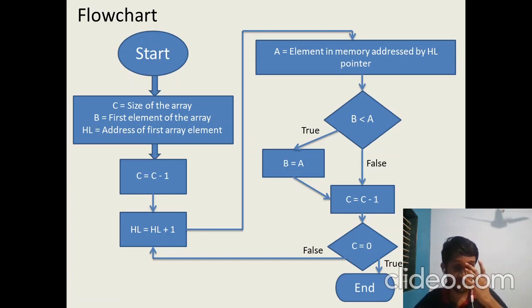So unless C is equal to 0, that is, while the condition C equal to 0 is false, we would keep looping, so that we get access to the next element in the array, and for this loop to be applicable, we would increment the HL pointer. So this is basically the gist of the algorithm which we will be following.